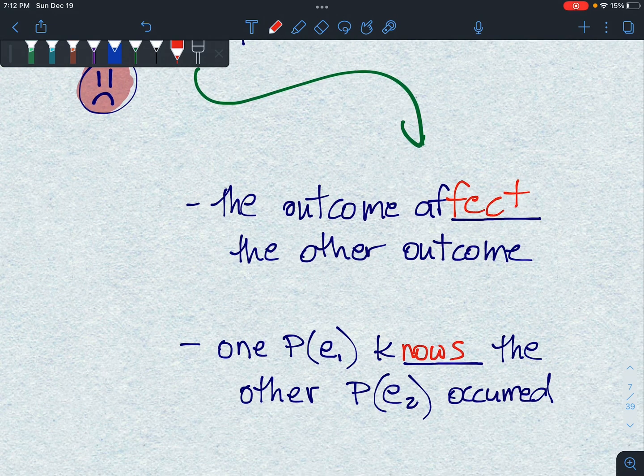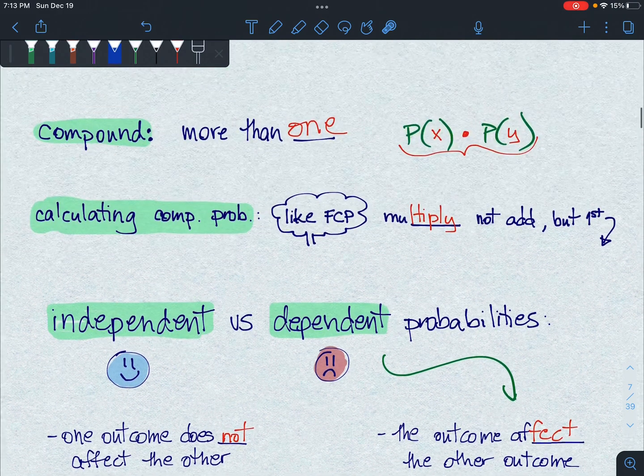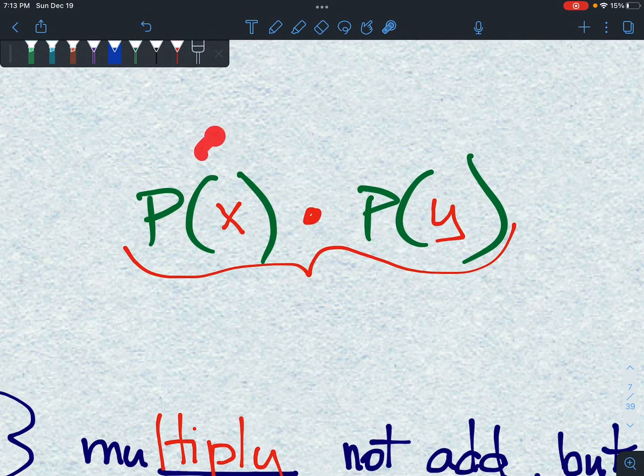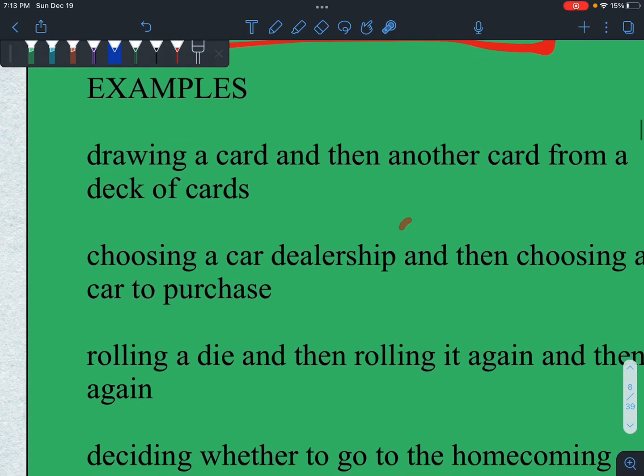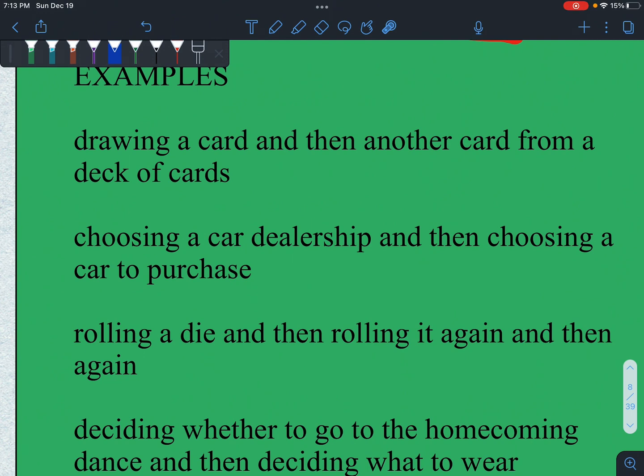And so, because the first event has occurred, the second event knows about it, and we have to be wary of when we calculate what those probabilities are. Okay? So we got more than one, and we got to know if they know each other. We will still multiply the probabilities together, but you just got to be aware. So here are some examples. Let's say you go to a car dealership. What's the probability of going to a car dealership and then choosing a car to purchase? Are those dependent? And you would say, of course they were, because which dealership you go to will determine which cars you can purchase.